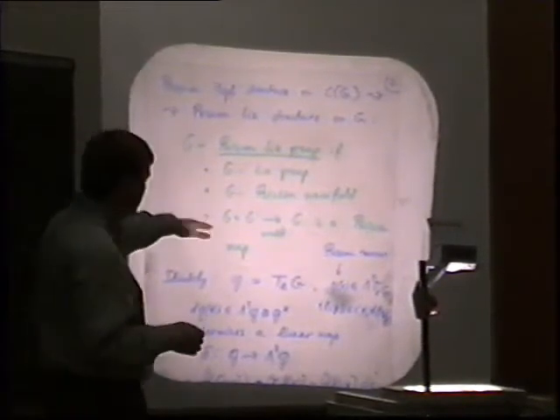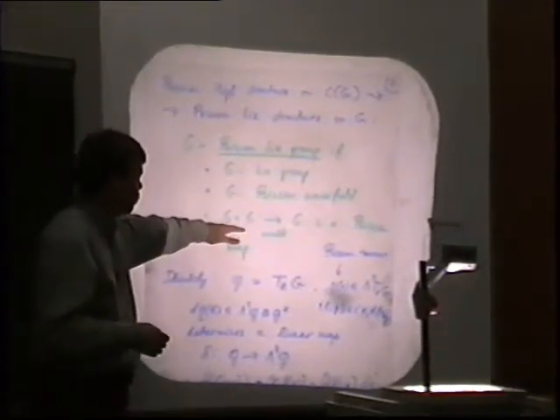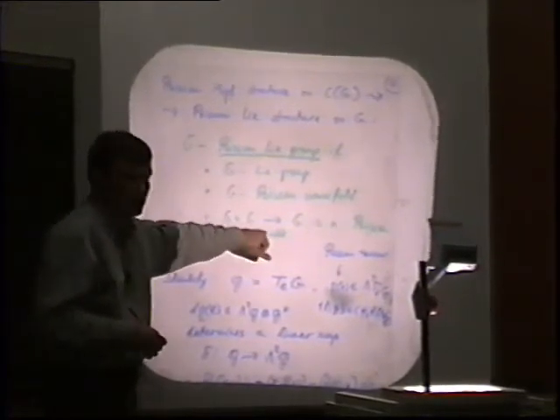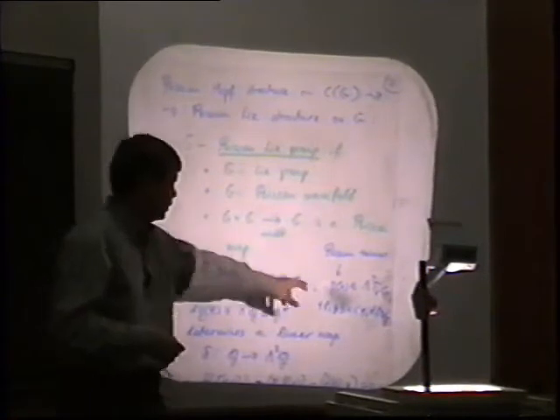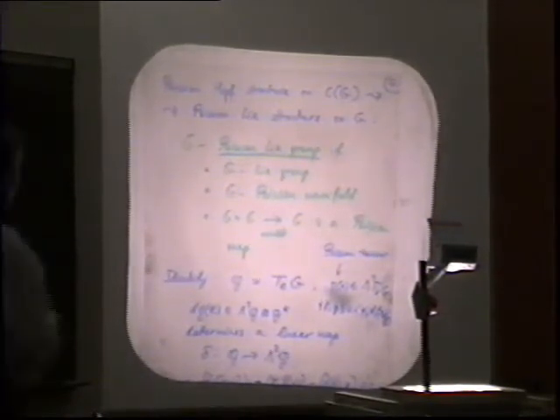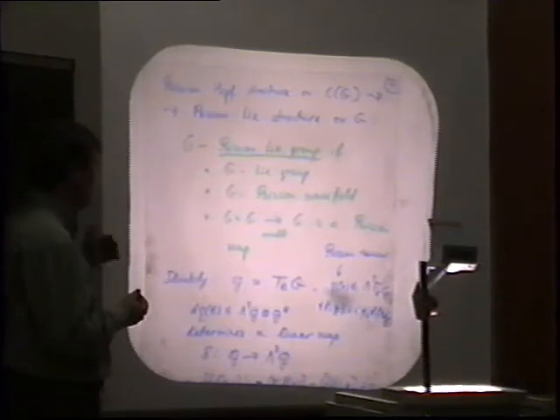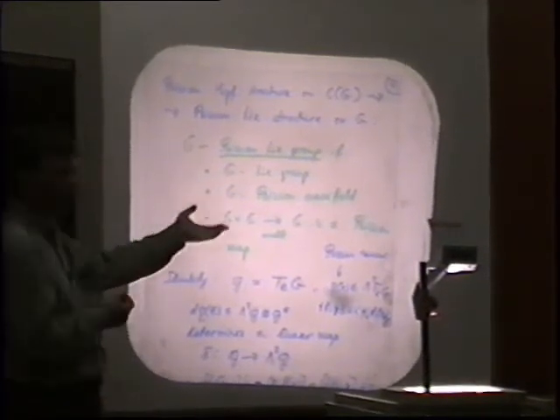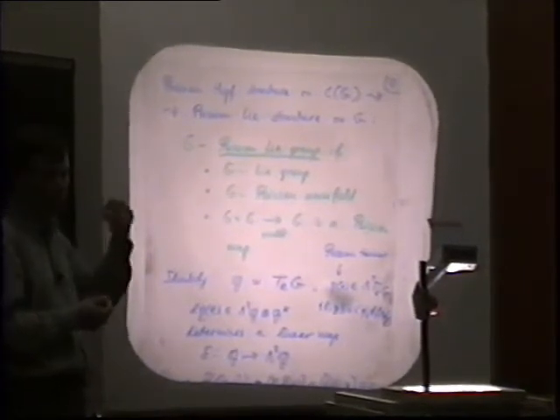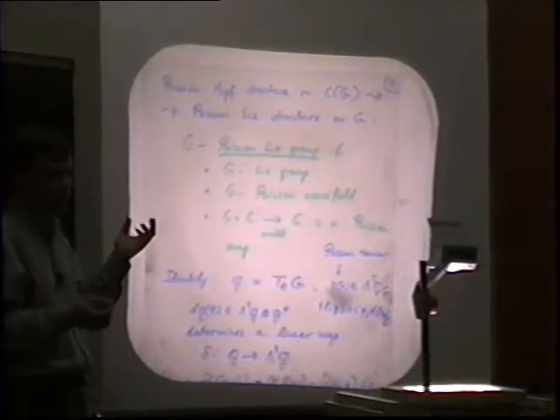Well, the statement is the following. The multiplication gives a map between this manifold G cross G and G. And the property of this is essentially the following. Well, what is a Poisson map between manifolds? It means that the corresponding map between functions is a Poisson algebra homomorphism, so algebraically speaking.